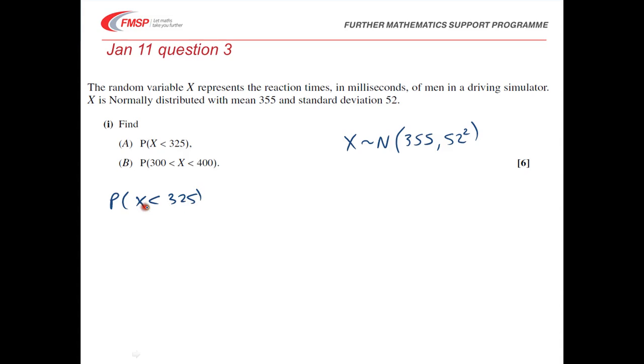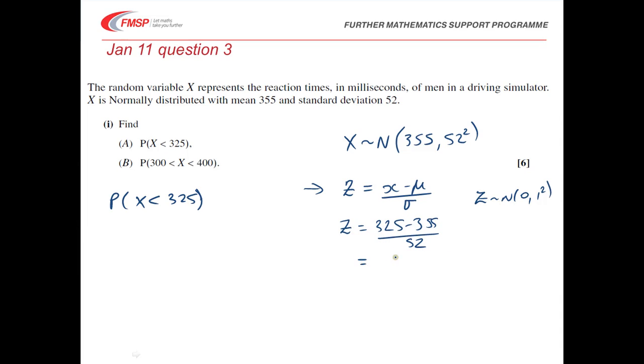Now we can't do this directly. We have to actually standardize our data because in the formula booklet we have a cumulative frequency table as long as the mean is 0 and the standard deviation is 1. So we have to standardize. So to do this we use our standardization formula. So z is equal to x minus mu over sigma.